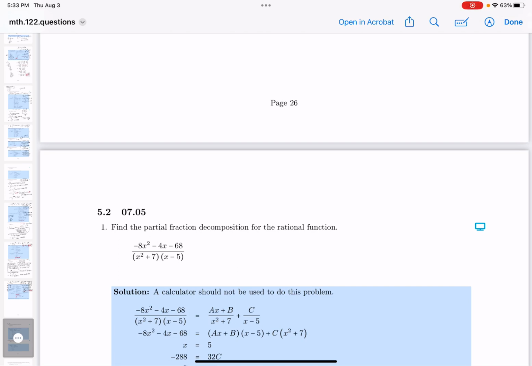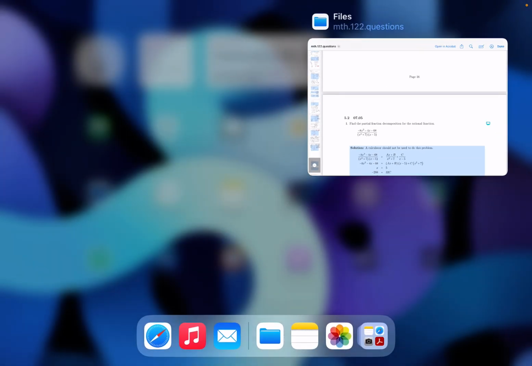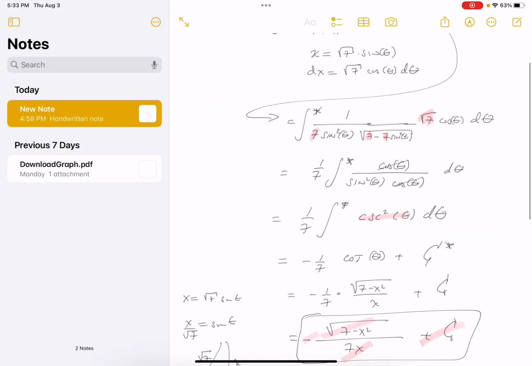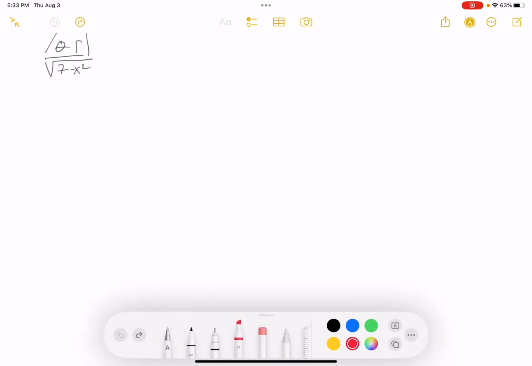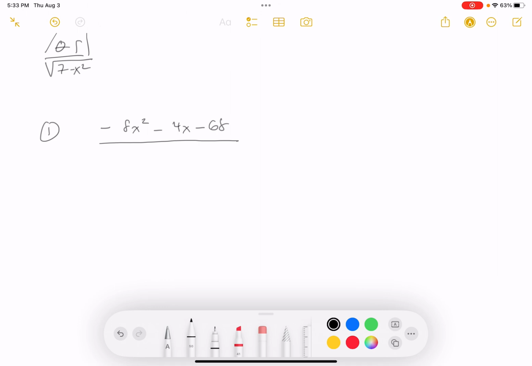All right, let me get the whiteboard to do this one, and let me open up a whiteboard, expand it out, and write it down. And this is number one. I see minus 8x squared minus 4x minus 68, and then you're going to get x squared plus 7. X squared plus 7 is known as an irreducible quadratic.